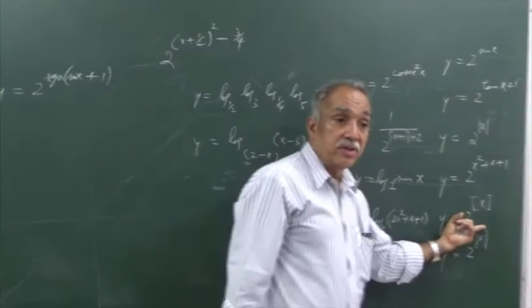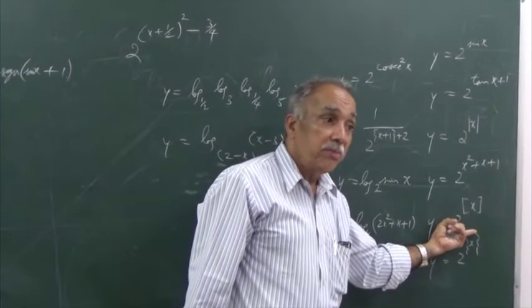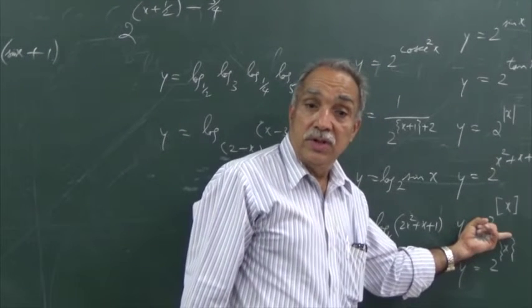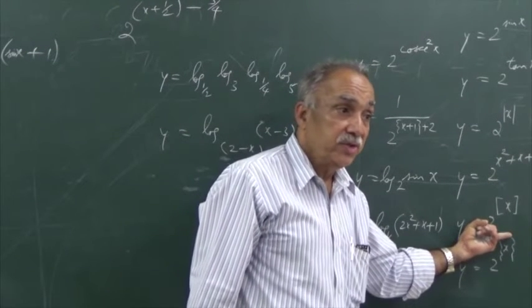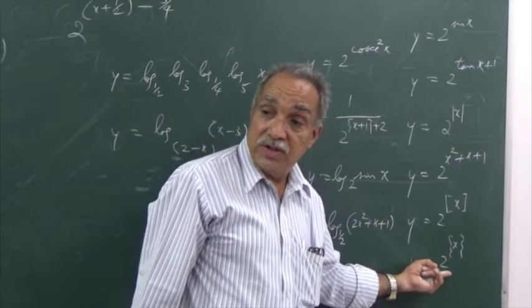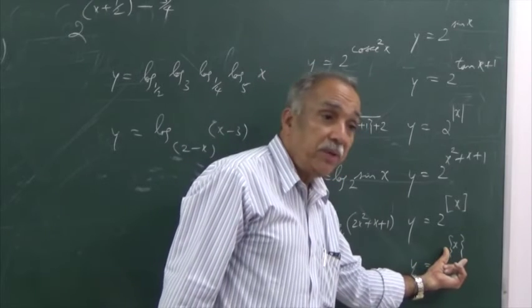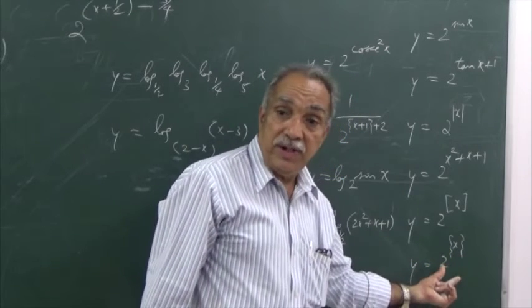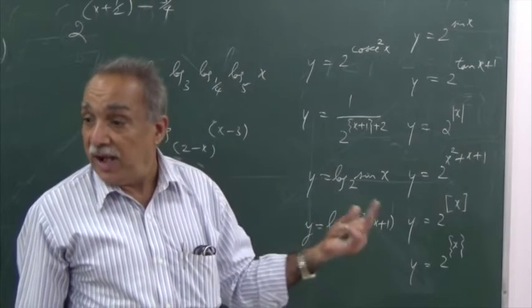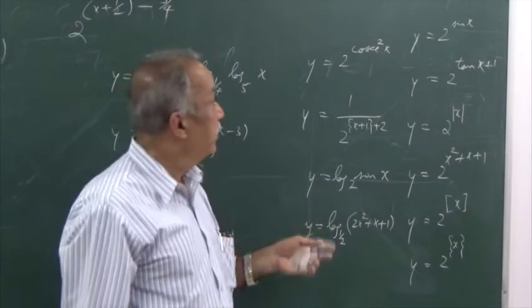Domain, all real numbers. Range, set of all numbers of the form 2 to the power n, where n belongs to Z, set of integers. Okay. Domain, all real numbers. Range, because this is a number between 0 and 1, range will be set of all numbers between 2 power 0 and 2 power 1. That is 1 and 2. 1 included, 2 excluded. Fine.